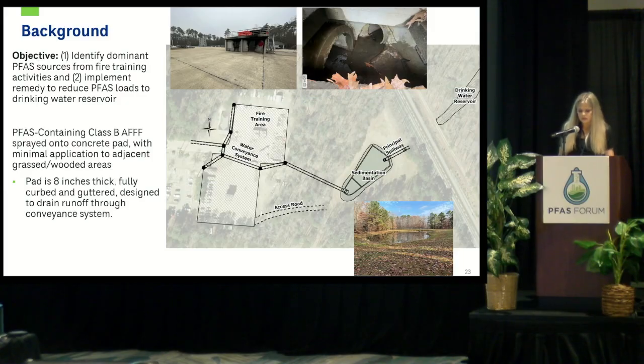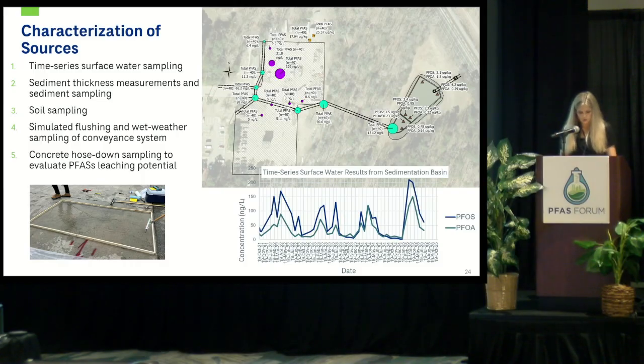Interviews with site personnel indicated that PFAS-containing Class B AFFF was historically sprayed onto the concrete pads and training towers during simulated emergencies, with minimal application to the adjacent grassed and forested areas. With that information, we developed a conceptual site model to understand where PFAS was coming from and which sources were contributing the most to stormwater impacts.